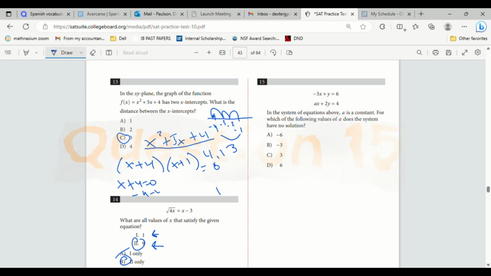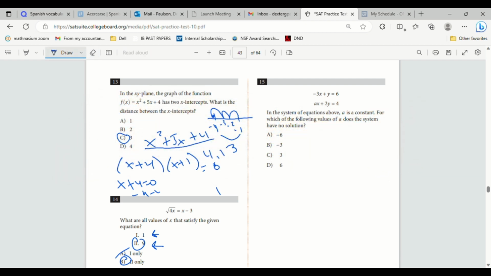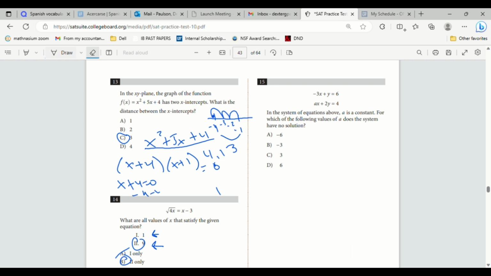Number 15, in the system of equations above, a is a constant. For which of the following values of a does the system have no solution? So no solution means parallel lines. So we want the same slope and different y-intercept. In this case, the constant terms are different, so it's just the same slope.